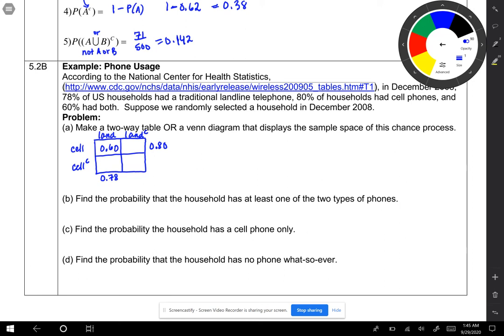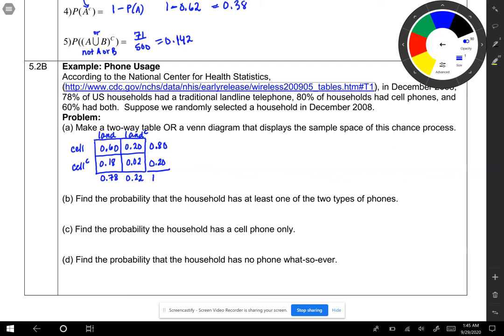So if the row adds up to 0.80, this will be 0.20. This would be 0.18. And then remember, the total is going to equal 1 because that's what probabilities add up to. So this is going to be 1. Therefore, this would be 0.20. This would be 0.02. And this would be 0.22. As long as you have one number inside the table, you can figure out everything else because you'll be given the other two pieces of information.